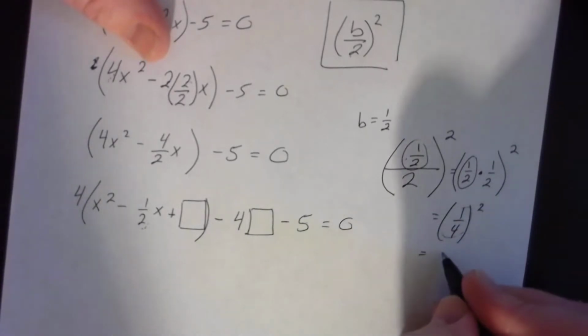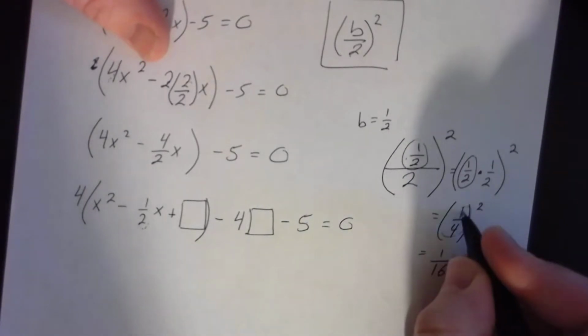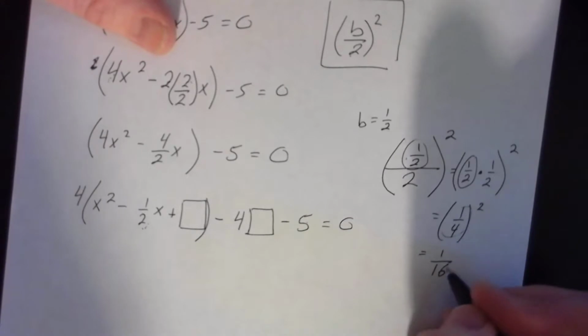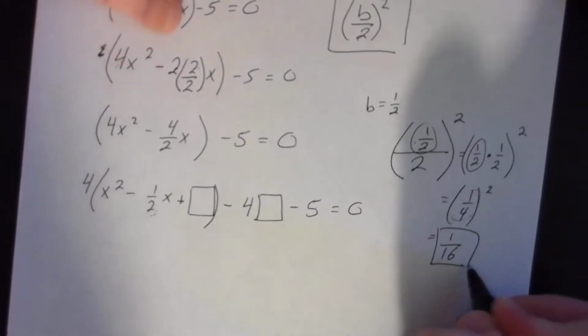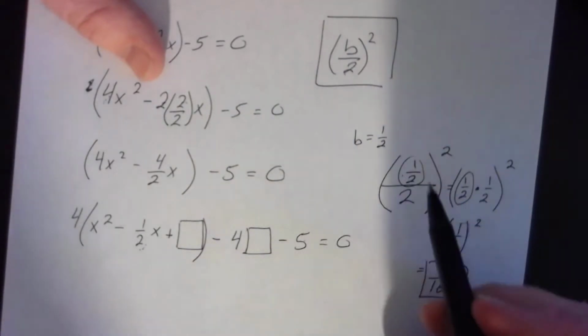So 1/4 squared is actually going to be 1 over 16, because I square the 1 and I square the 4, and I get 1 over 16. So this right here is the number that I'm putting in that box. Again, b divided by 2 squared.